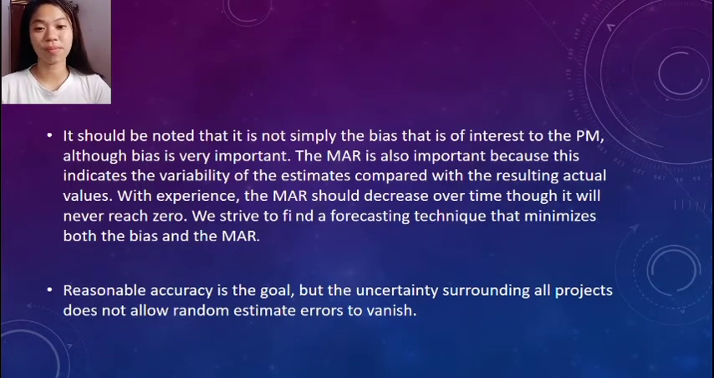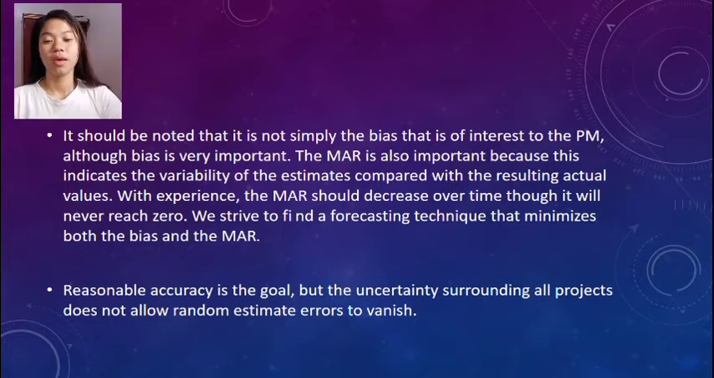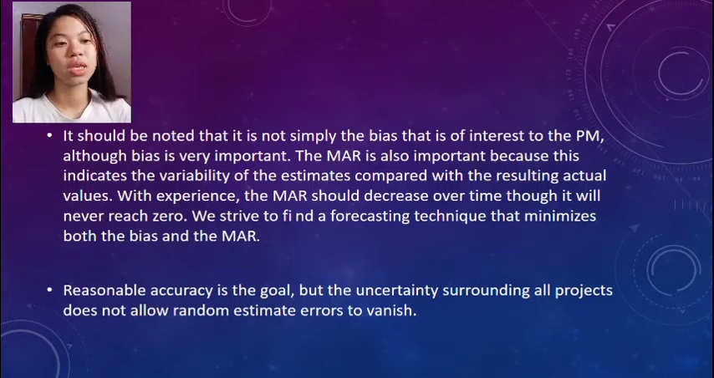It should be noted that it is not simply the bias that is of interest to the PM, although bias is very important. The MAR is also important because this indicates the variability of the estimates compared with the resulting actual values. With experience, the MAR should decrease over time, though it will not reach 0. We strive to find a forecasting technique that minimizes both the bias and the MAR. By observing her own errors, the PM can learn to make unbiased estimates.